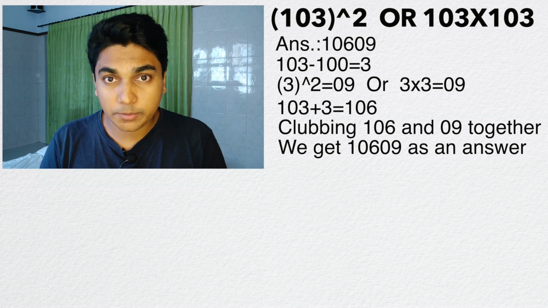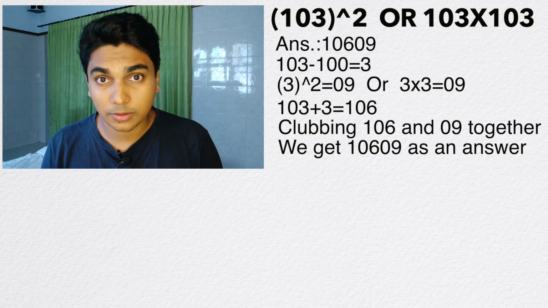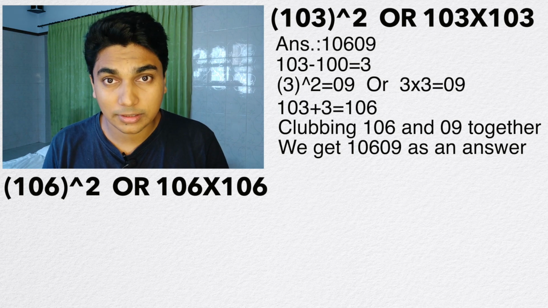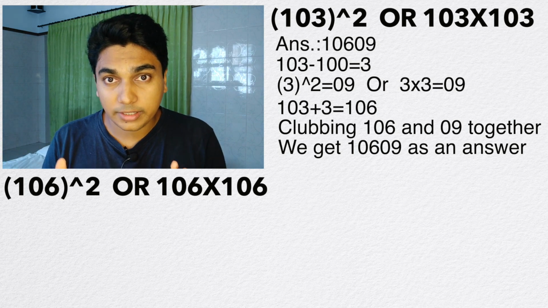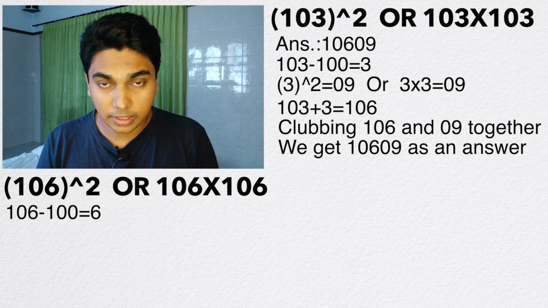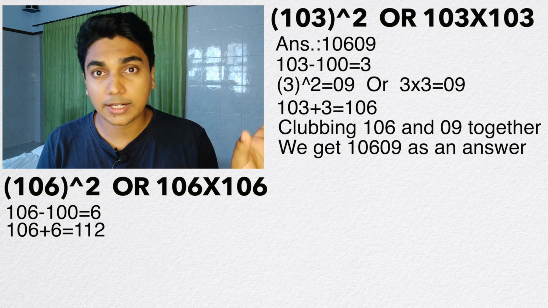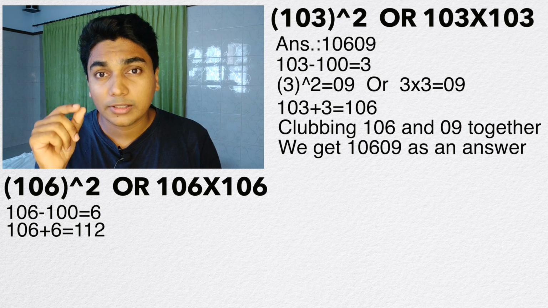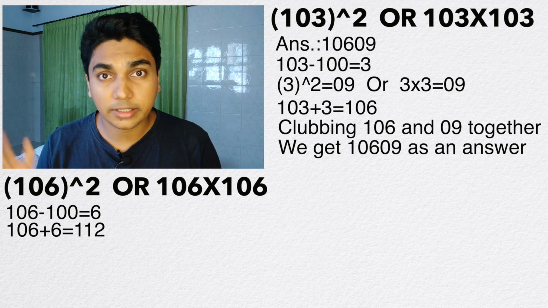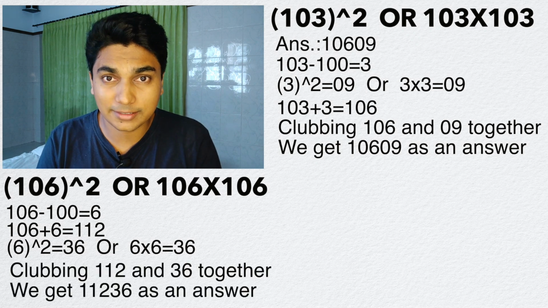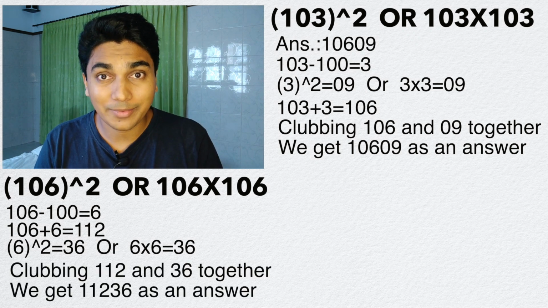To get you experienced, let's take another example. What is 106 square? The answer is really simple. First take 106, take the difference, add that number to 106. You get 112. Keep it aside. Now square that difference. 6 squares are 36. So 11236. 11,236. Really easy and amazing, isn't it?